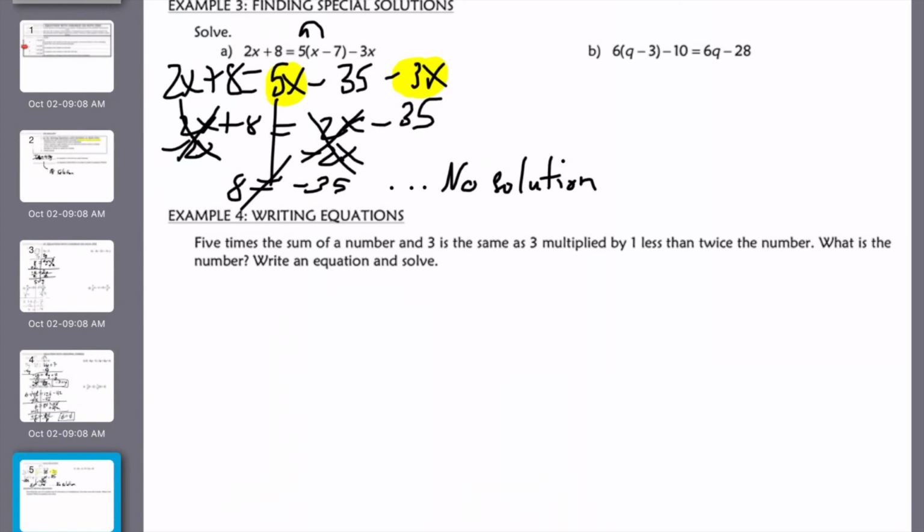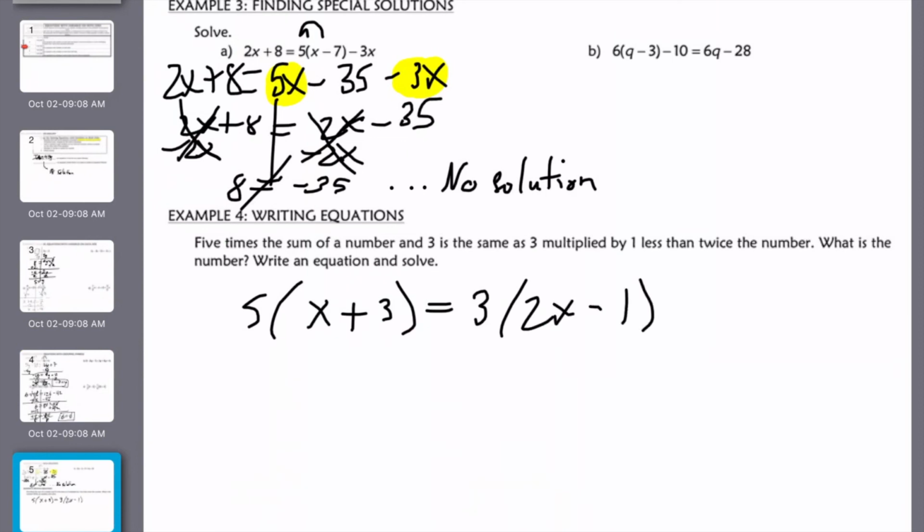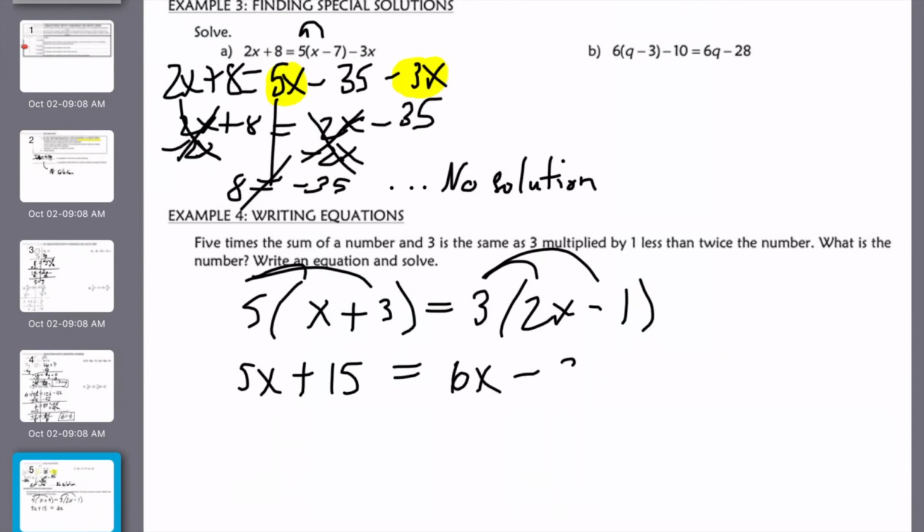And then last but certainly not least, this problem: 5 times the sum of a number and 3 is the same as 3 multiplied by 1 less than twice a number. So 2x, twice a number, 1 less. What is the number? Write the equation to solve. So now I just need to go ahead and distribute on both sides. So I have 5x plus 15 equals 6x minus 3.